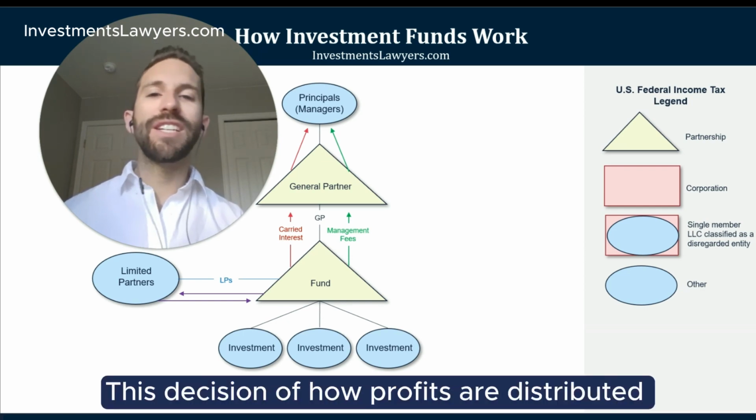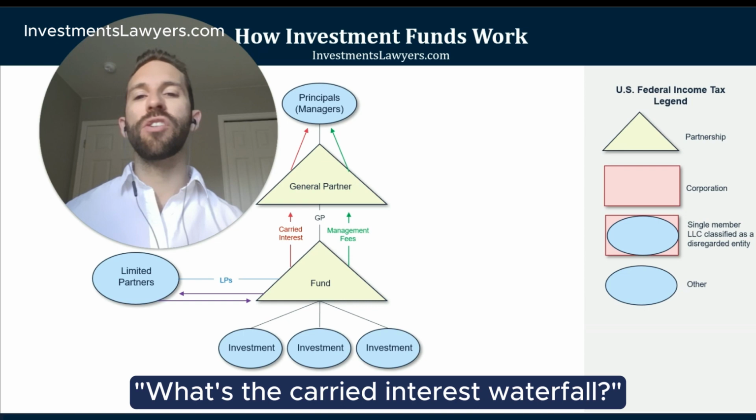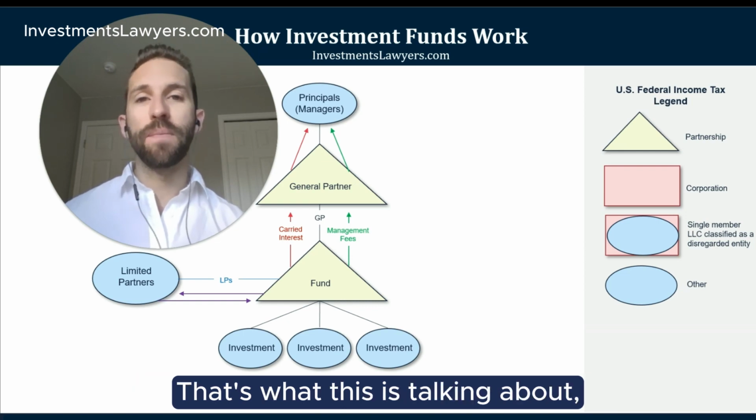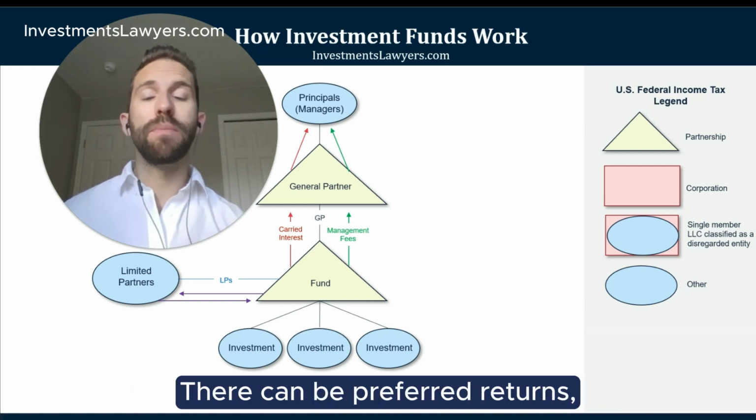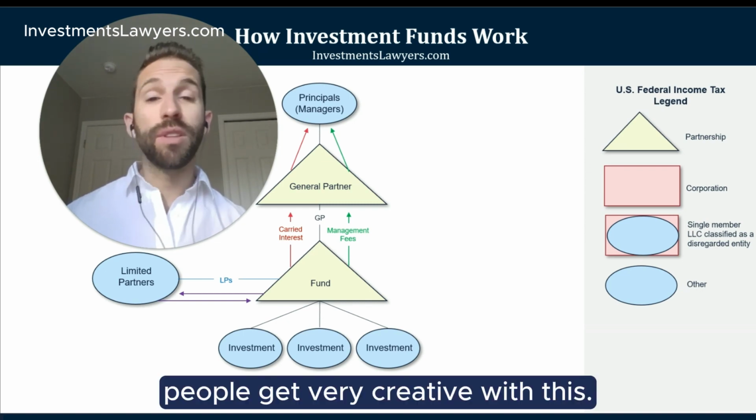This decision of how profits are distributed is called the waterfall. You might hear, oh, what's the carried interest waterfall? That's what this is talking about. And this can get very complicated. There can be preferred returns, GP catch-ups, different tiers. People get very creative with this.